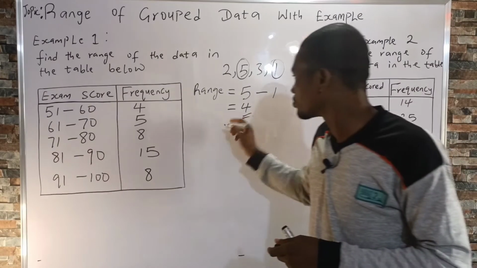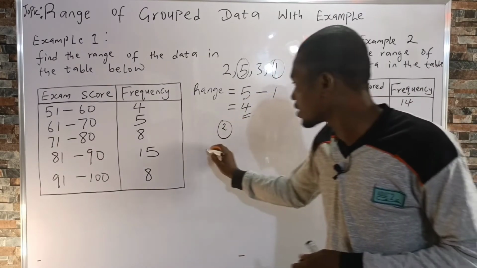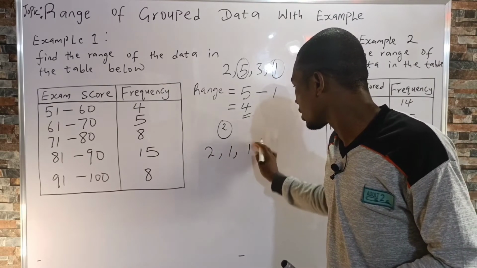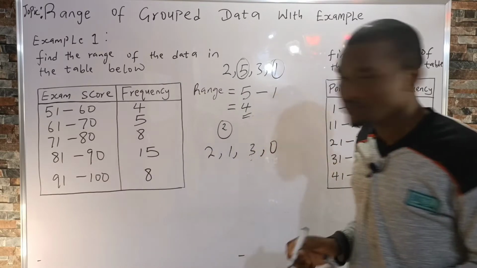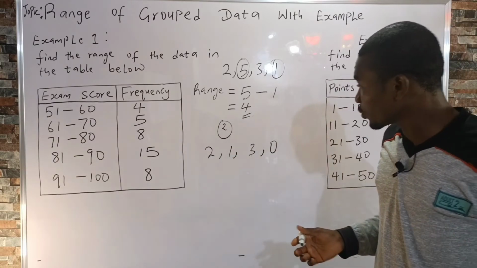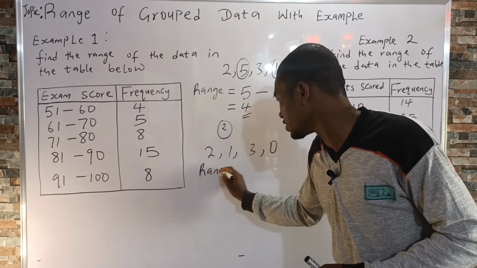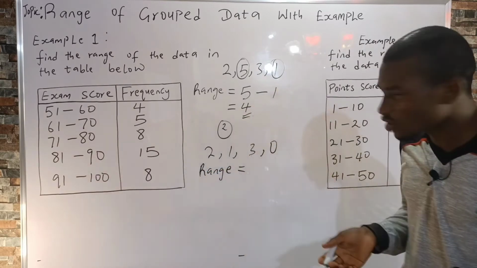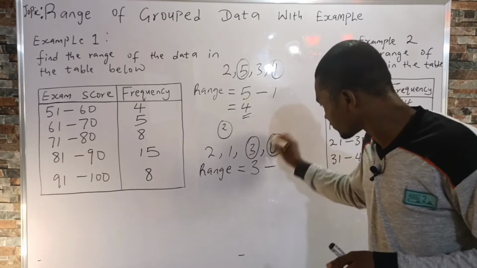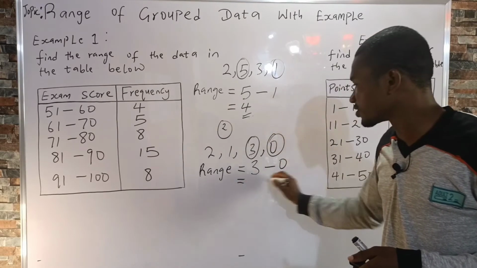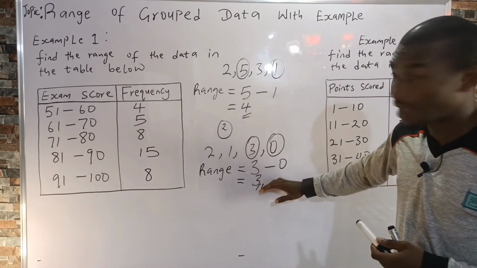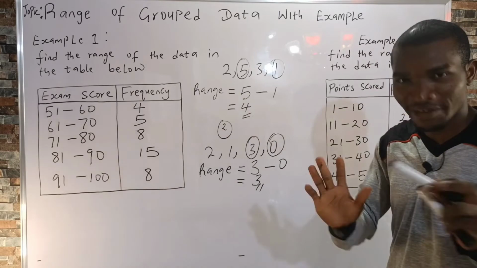Let's take the second example, example 2. Assuming we have a set of ungrouped scores like 2, 1, 3, and 0. And you want to find the range of this ungrouped data because it does not have interval. How do we go about it? It's very simple. We say that the range is equal to the biggest score, which is 3, minus the smallest score, which is 0. And that will be equal to 3 minus 0, which will give us 3. So the range for these two ungrouped data are 4 and 3 respectively.